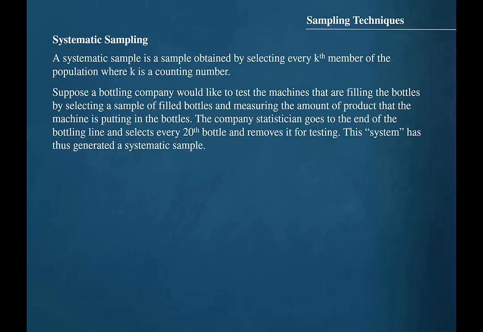A systematic sample is a sample obtained by selecting every kth member of the population, where k is a counting number. Suppose a bottling company would like to test the machines that are filling the bottles by selecting a sample of filled bottles and measuring the amount of product that the machine is putting in the bottles. The company's statistician goes to the end of the bottling line and selects every 20th bottle and removes it for testing. This system has thus generated a systematic sample.